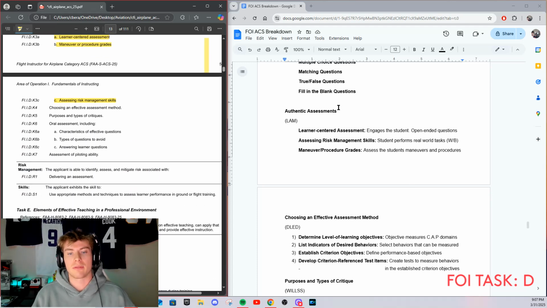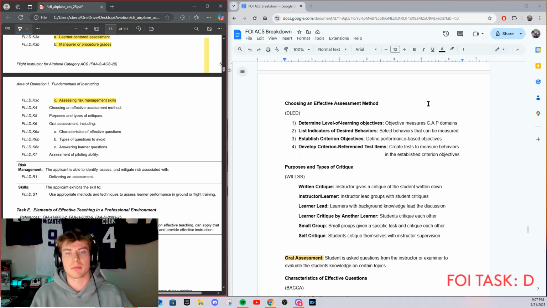Okay, and then we have choosing an effective assessment method. This is going to be the D-L-E-D acronym. So determine their level of learning objectives. This will go in order, so 1, 2, 3, 4. Number 1, determine level of learning objectives. These objectives will measure the CAP domains, like we went over: cognitive, affective, and psychomotor domains. You just want your objectives to reflect those.